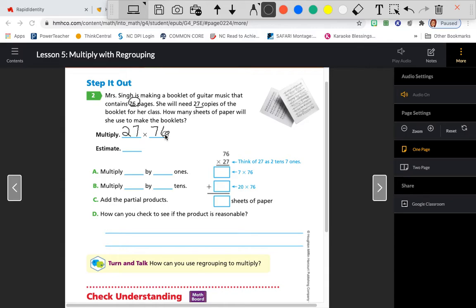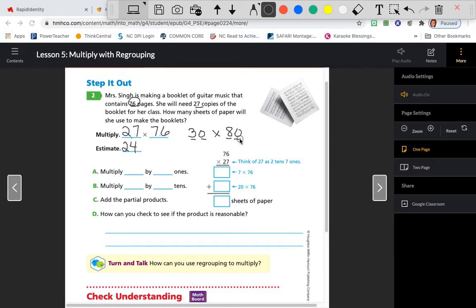So for our estimate, let's round these to the closest 10. So 27, let's round that to 30, and 76, we're going to round that to, let's say 80. Okay, let's break this down and multiply. 3 times 8 is 24.